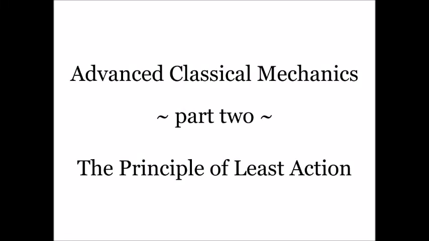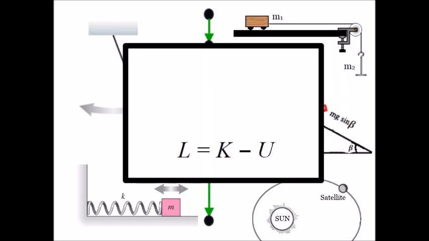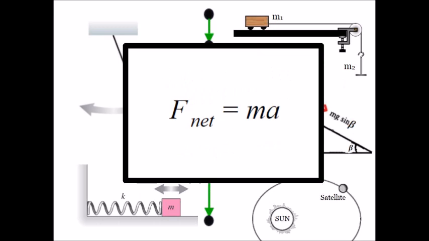This is part 2, the principle of least action. In part 1, we looked at 6 different physical systems. We looked at them using the Lagrangian, kinetic energy minus potential energy. The Lagrangian is just perfect for Lagrange's equation, and we showed for each of those 6 different physical systems that Lagrange's equation gives us Newton's laws, which is exciting.